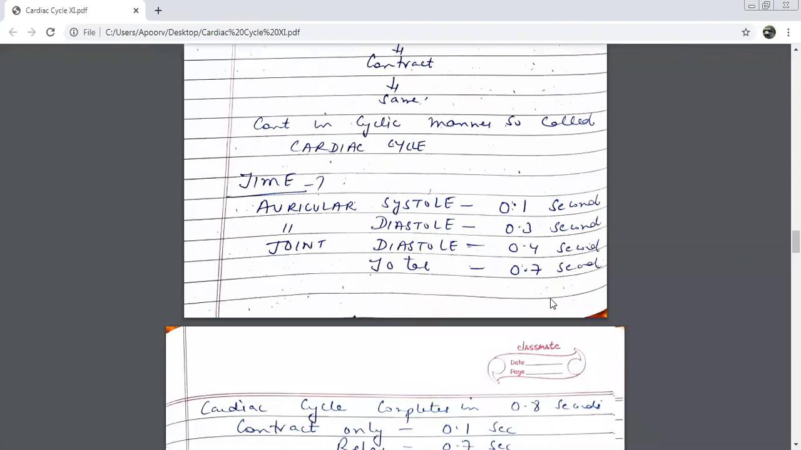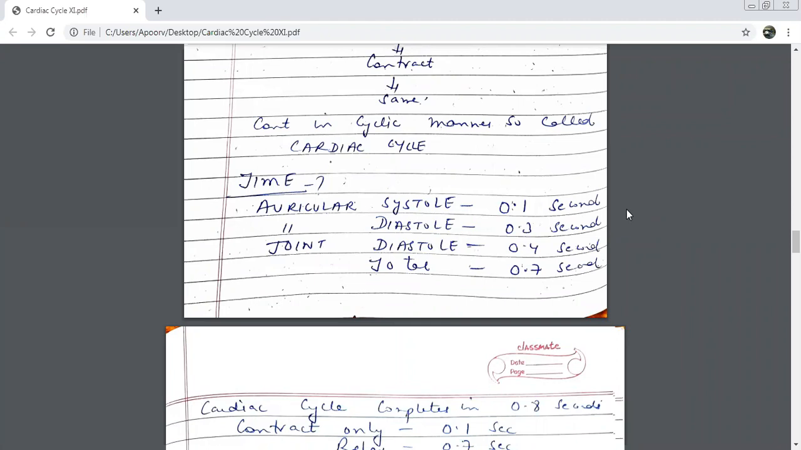Now let us very quickly calculate the time system. This is the last part of this topic today. Your auricular systole, in the beginning only I told you, is how many seconds? 0.1 second. And your auricular diastole is how many seconds? 0.3 seconds. And joint diastole is? 0.4 seconds. So total diastole is how many seconds? 0.7 seconds. And total systole is? 0.1 second.